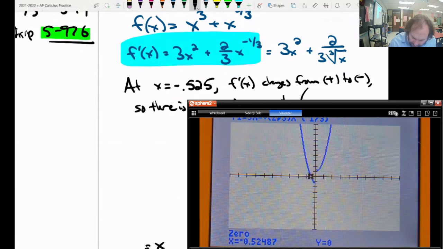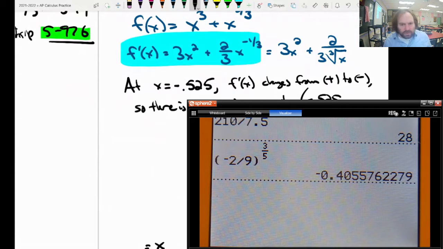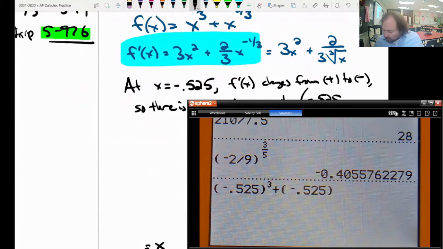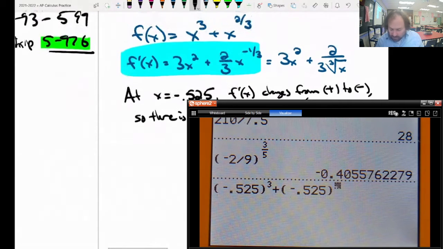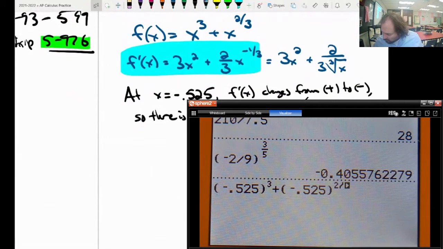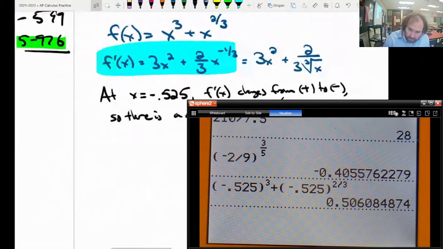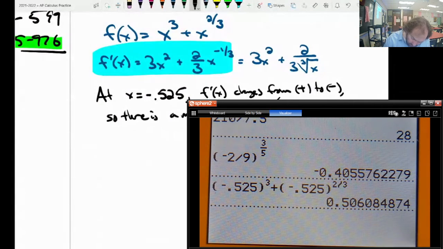And I'm going to figure out the actual coordinates. Negative 0.525, comma. I'm just going to go back out to the original function, which was x to the third plus x to the 2/3 power. So let's see, negative 0.525 to the third power plus negative 0.525 raised to the 2/3 power. I just want to know what the y coordinate is there. It's going to be 0.506. That's where there is a maximum.